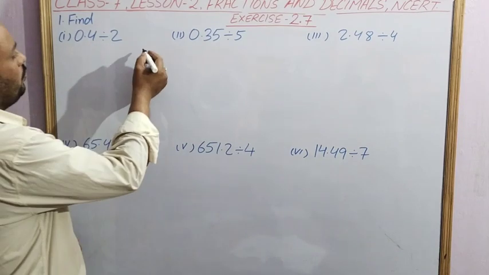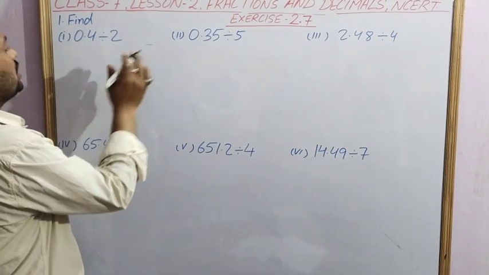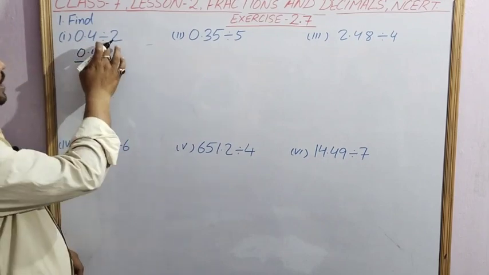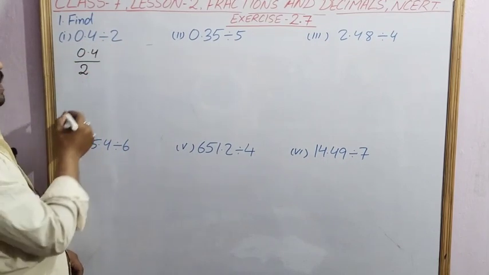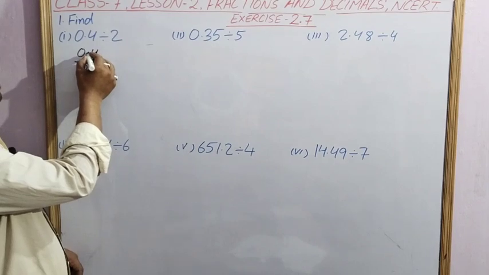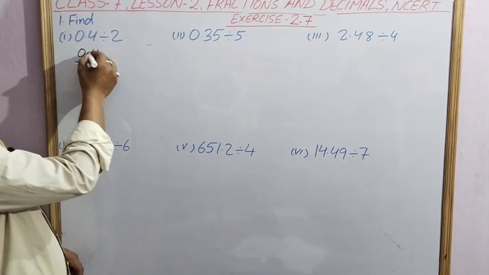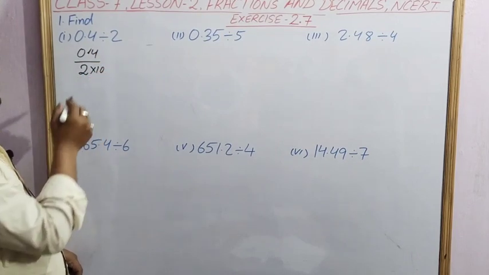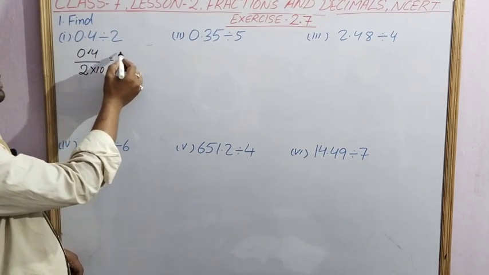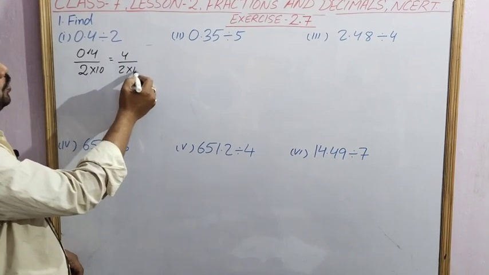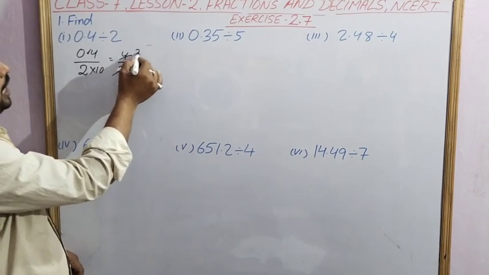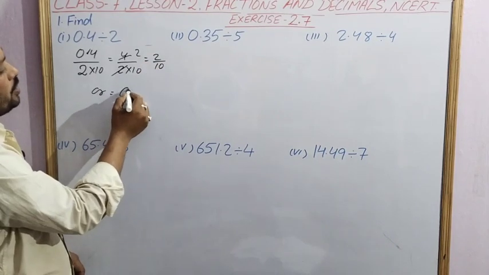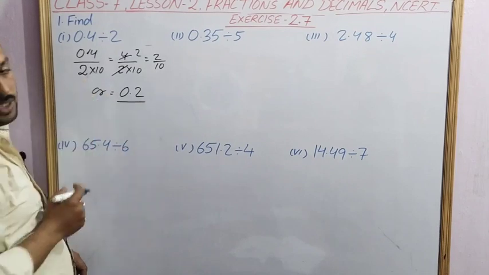For this we have many methods. The easiest method is to change this decimal number into a fraction. Divide by 2 means over 2. Since after the point we have one digit, if you are removing the decimal, you have to multiply by 10. So now this is 4 by 2 into 10, that is 2 by 10, or we can write 2 by 10 as 0.2. One method is this one.